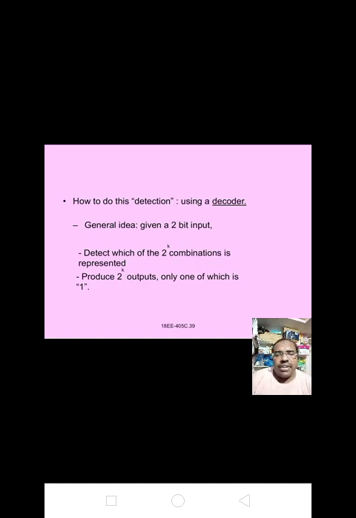General idea: given a k-bit input, detect which of the 2 power k combinations is represented, and produce 2 power k outputs, only one of which is 1.